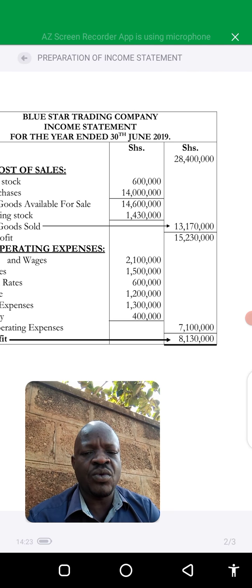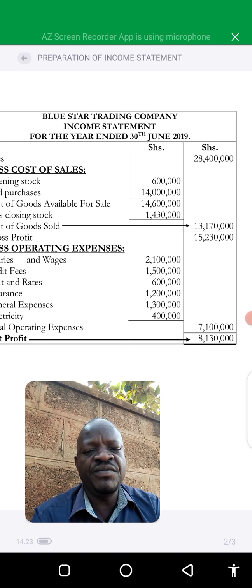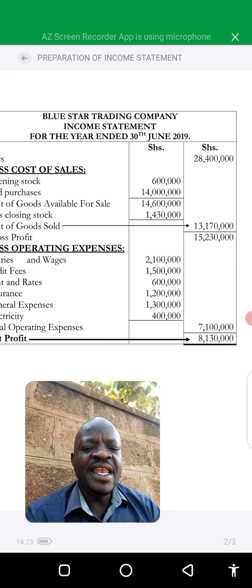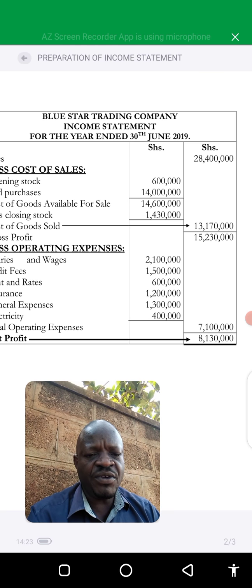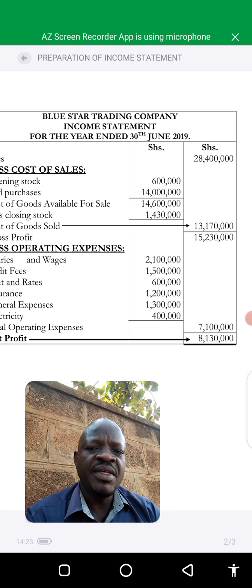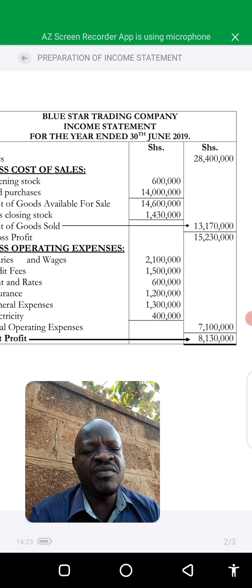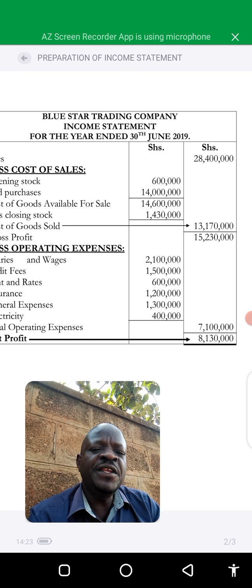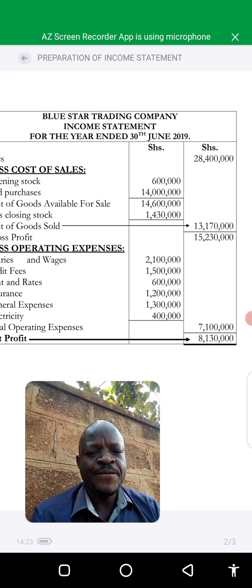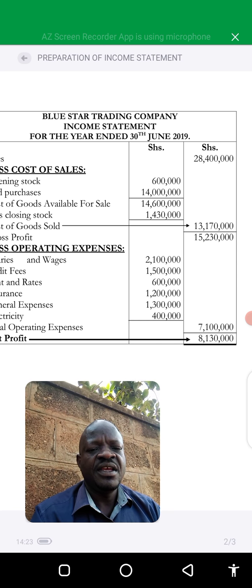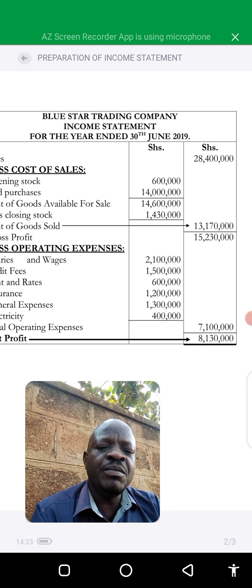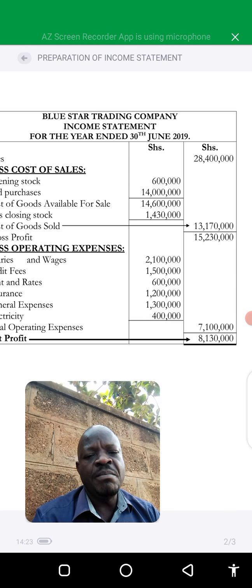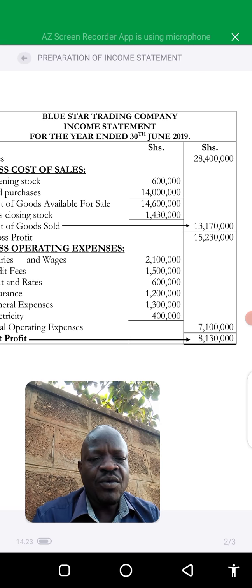And as you can see, that bold arrow is giving us the figure for net profit, which is 8,130,000. Therefore, that's what we call net profit for the business. It means for the whole year, this Blue Star Trading Company made a net profit of 8,130,000, which is good. So this is now the profit the business can use to expand the business by buying more goods, even by opening up other branches. So it's the profit the business has made at the end of the 12 months. That's one fiscal year, shown by that arrow.